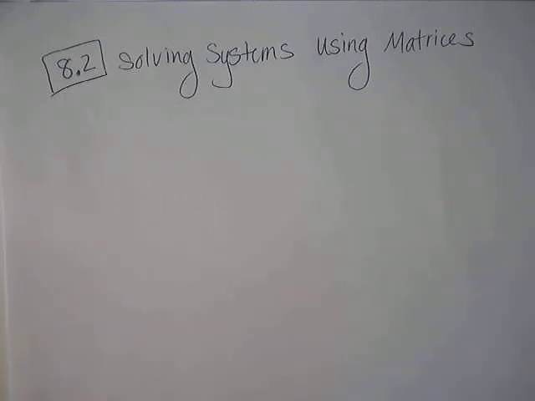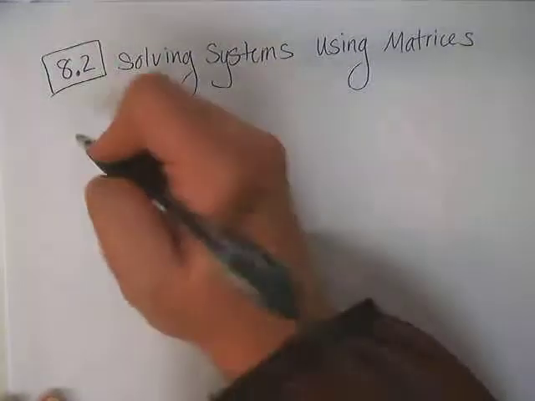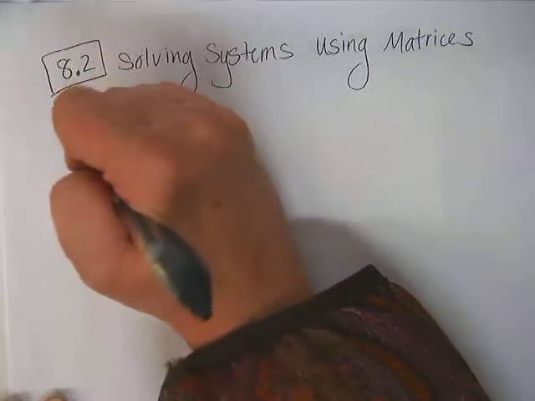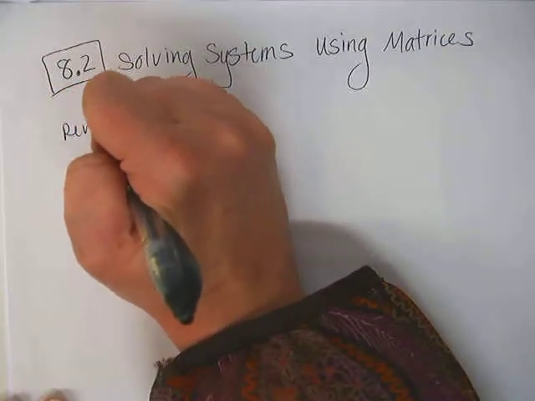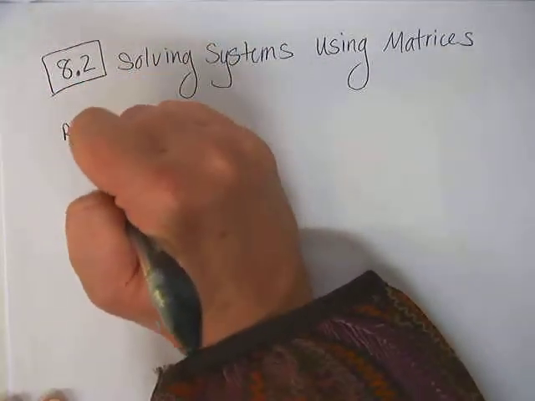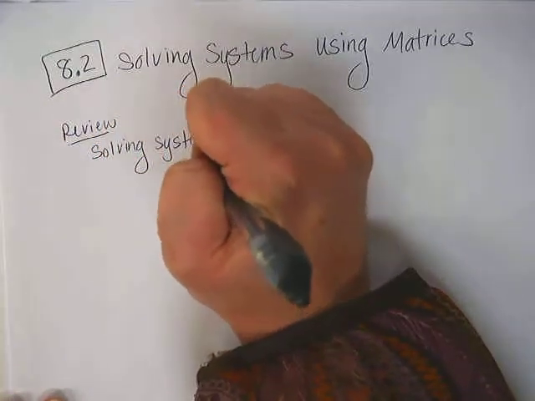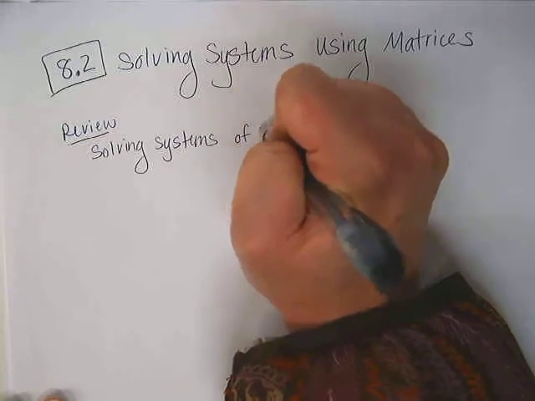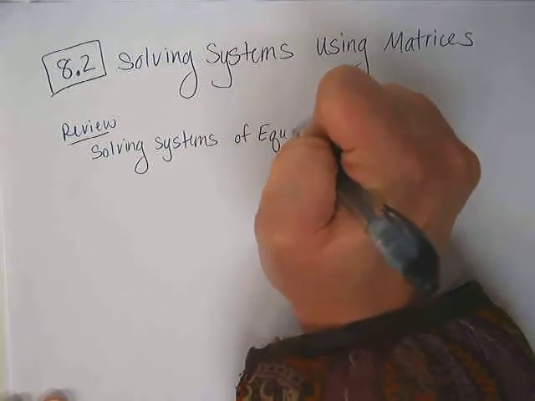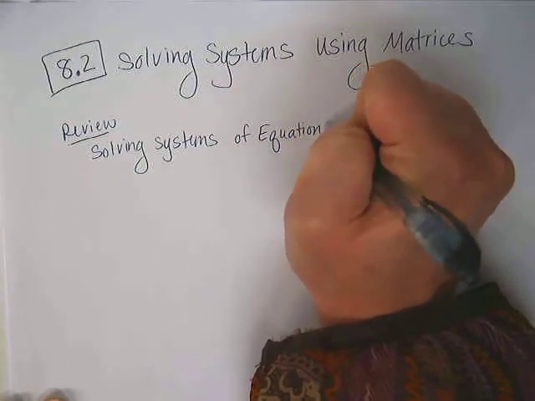Before we do this section of notes, there's two things we need to review. The first thing we need to review is solving systems of equations. Okay, so this is our little review thing. So, solving systems of equations. This is something you should have learned about last year.